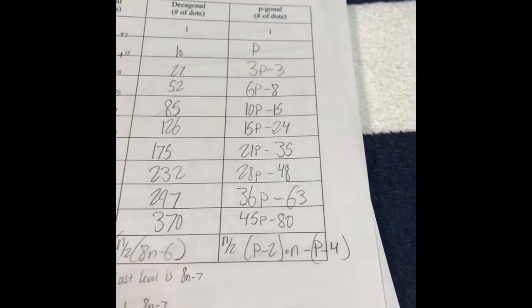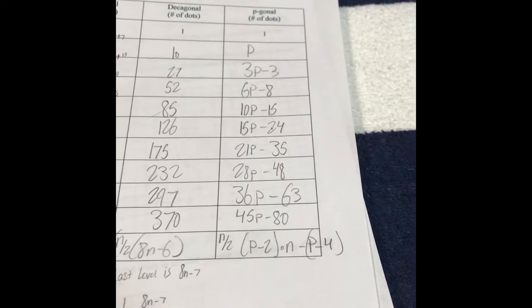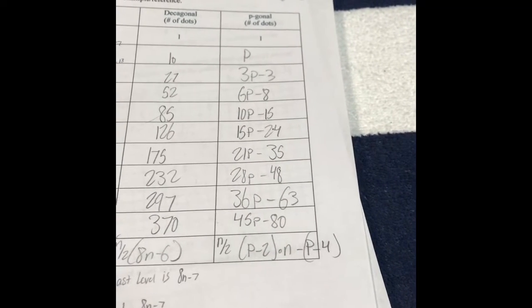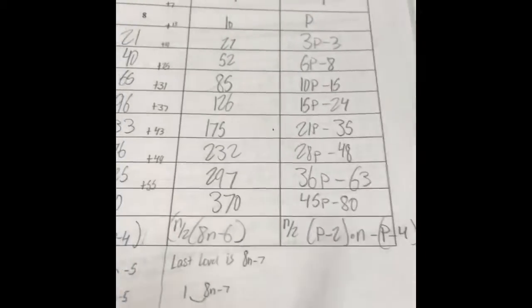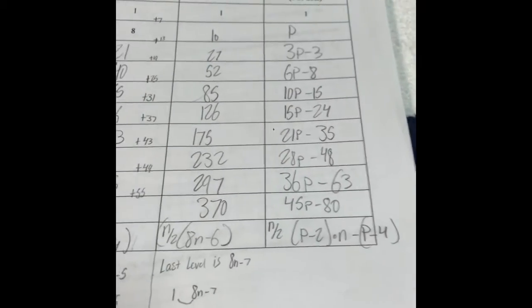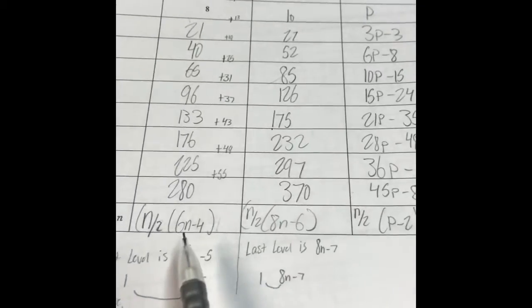I found the equation was n over 2 times p minus 2 times n minus the value of p minus 4. So I did rainbow pairs again, and that's where I get my n divided by 2. And then the p minus 2, that's the first number in this formula.